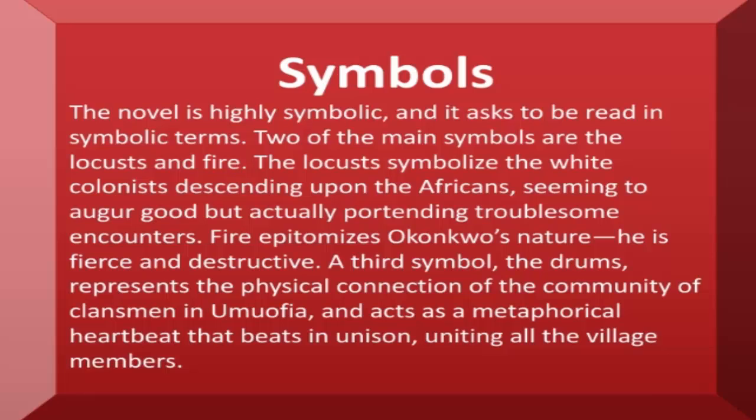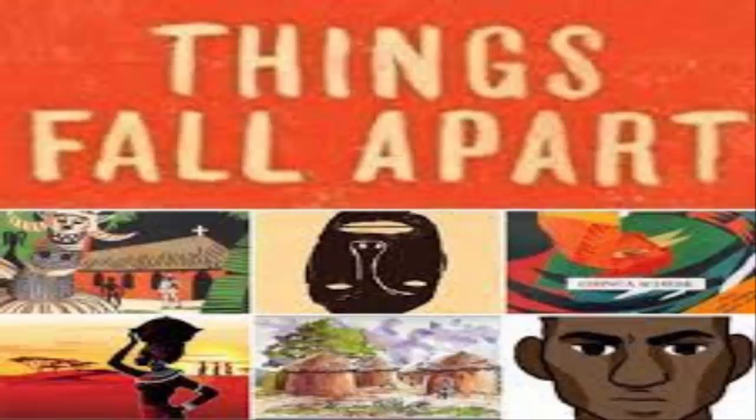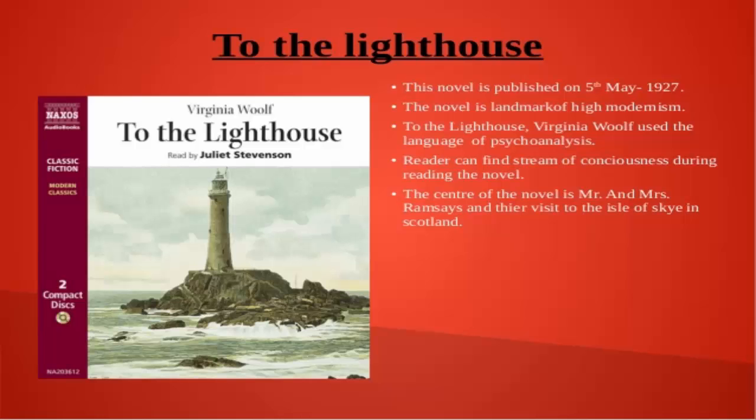A third symbol, the drums, represents the physical connection of the community of clansmen in Umuofia and acts as a metaphorical heartbeat that beats in unison, uniting all the village members. That's it for Things Fall Apart, my favorite novel, and we are moving to Virginia Woolf's To the Lighthouse.